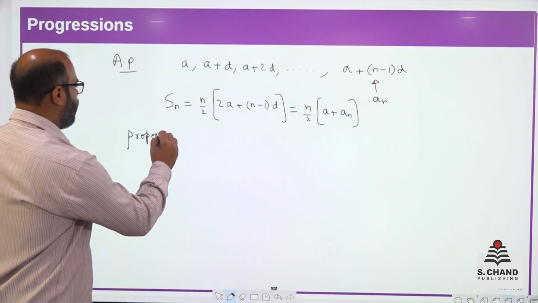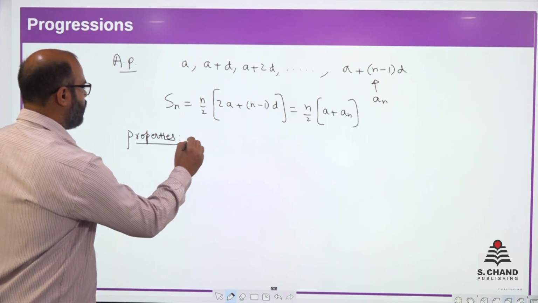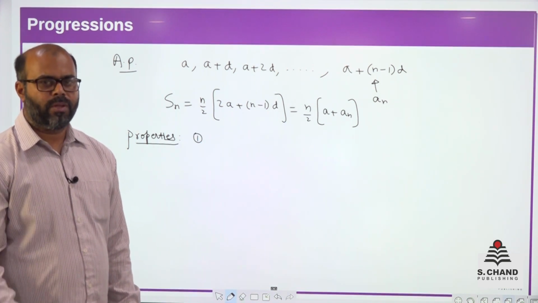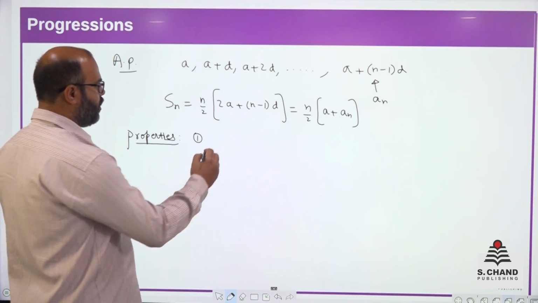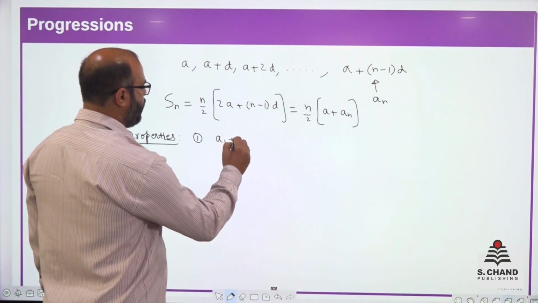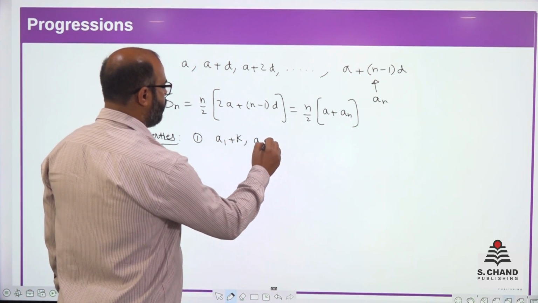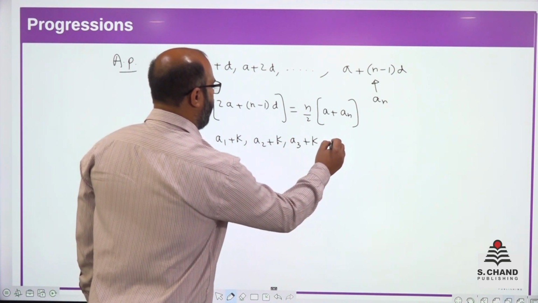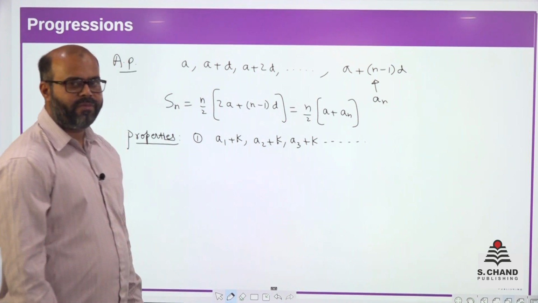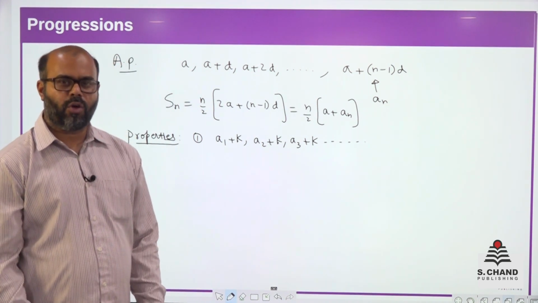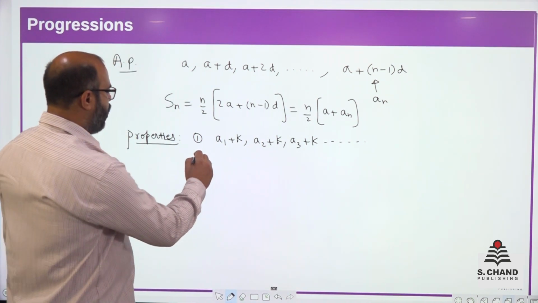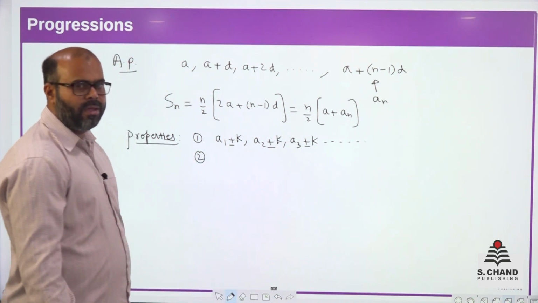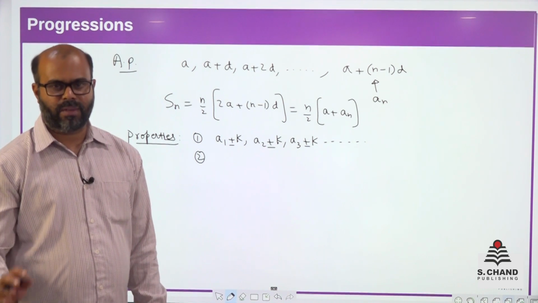Basically, when we come to the properties of AP, the first property is that if you add a constant k to each term, it will still be an AP. So first term plus k, second term plus k, third term plus k, you will get an AP, and its common difference will be equal to the common difference of the original AP. Now if we subtract k, then also it will be an AP with the same common difference as the previous AP.